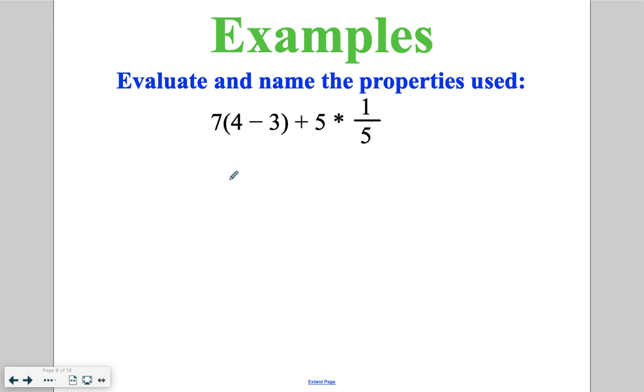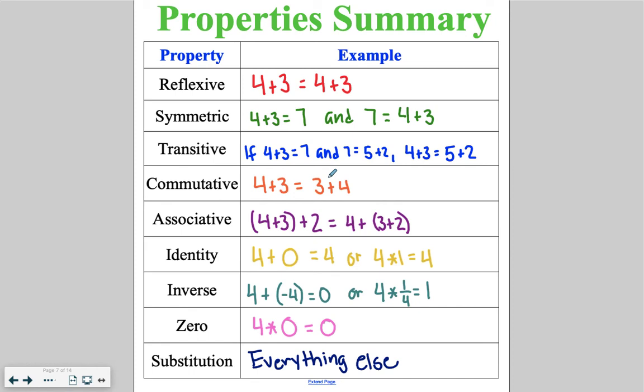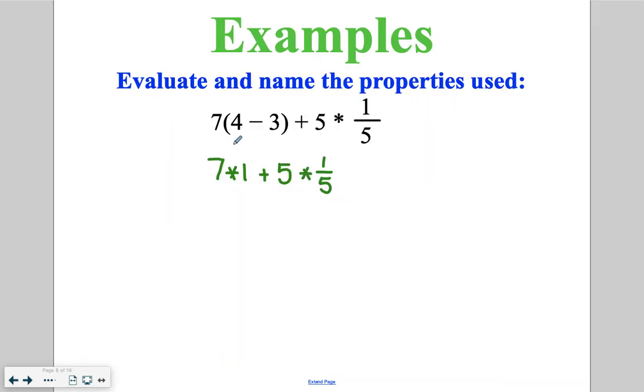The problem is 7(4 - 3) + 5 × 1/5. The first thing I'm going to do when I'm following PEMDAS is do what's inside of the parentheses. So 4 minus 3. That's going to give me 7 times 1 plus 5 times 1/5. Now if you're looking at your property list here, 4 minus 3 is not any of these specific properties. So this one would be substitution. So you would say off to the side that what you did to solve was substitution.